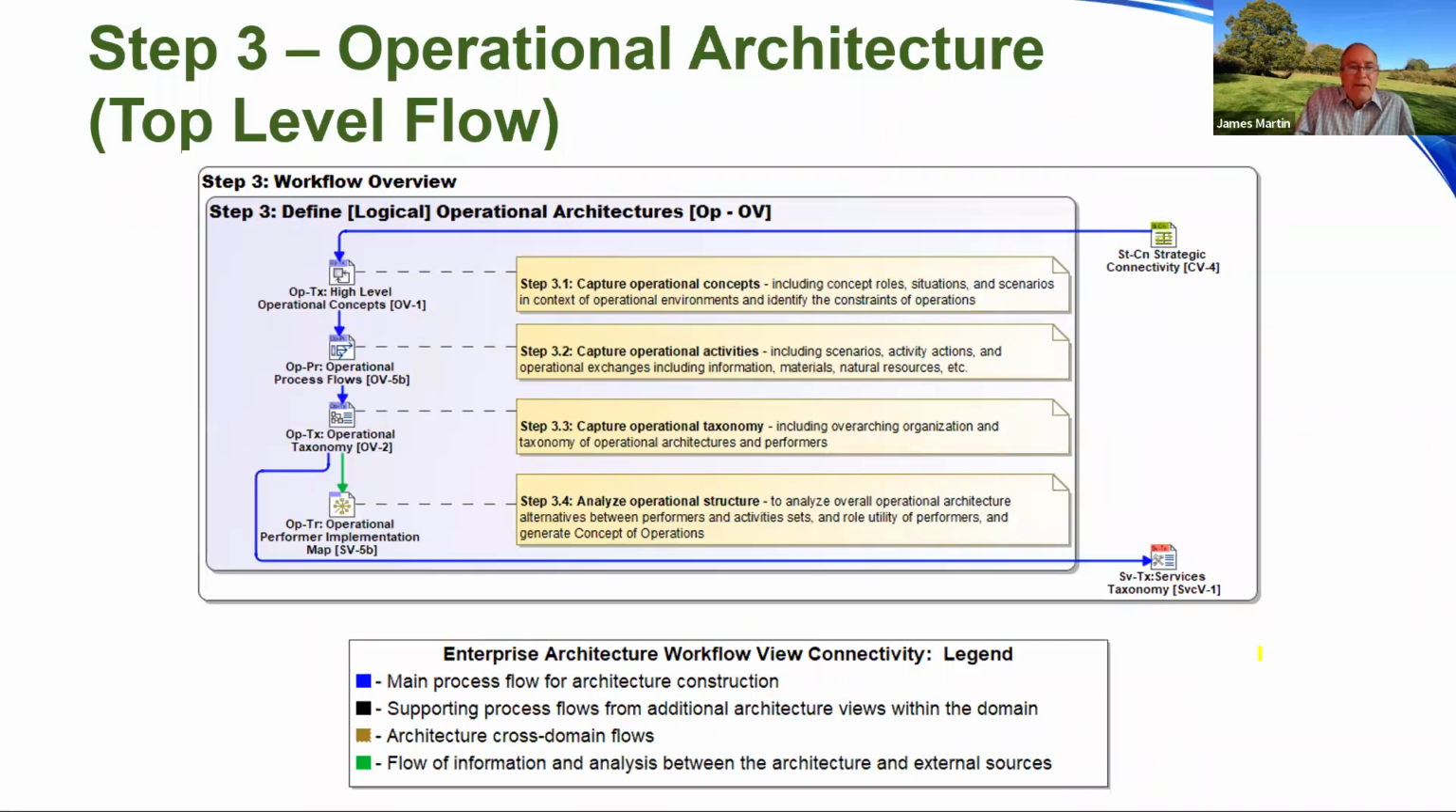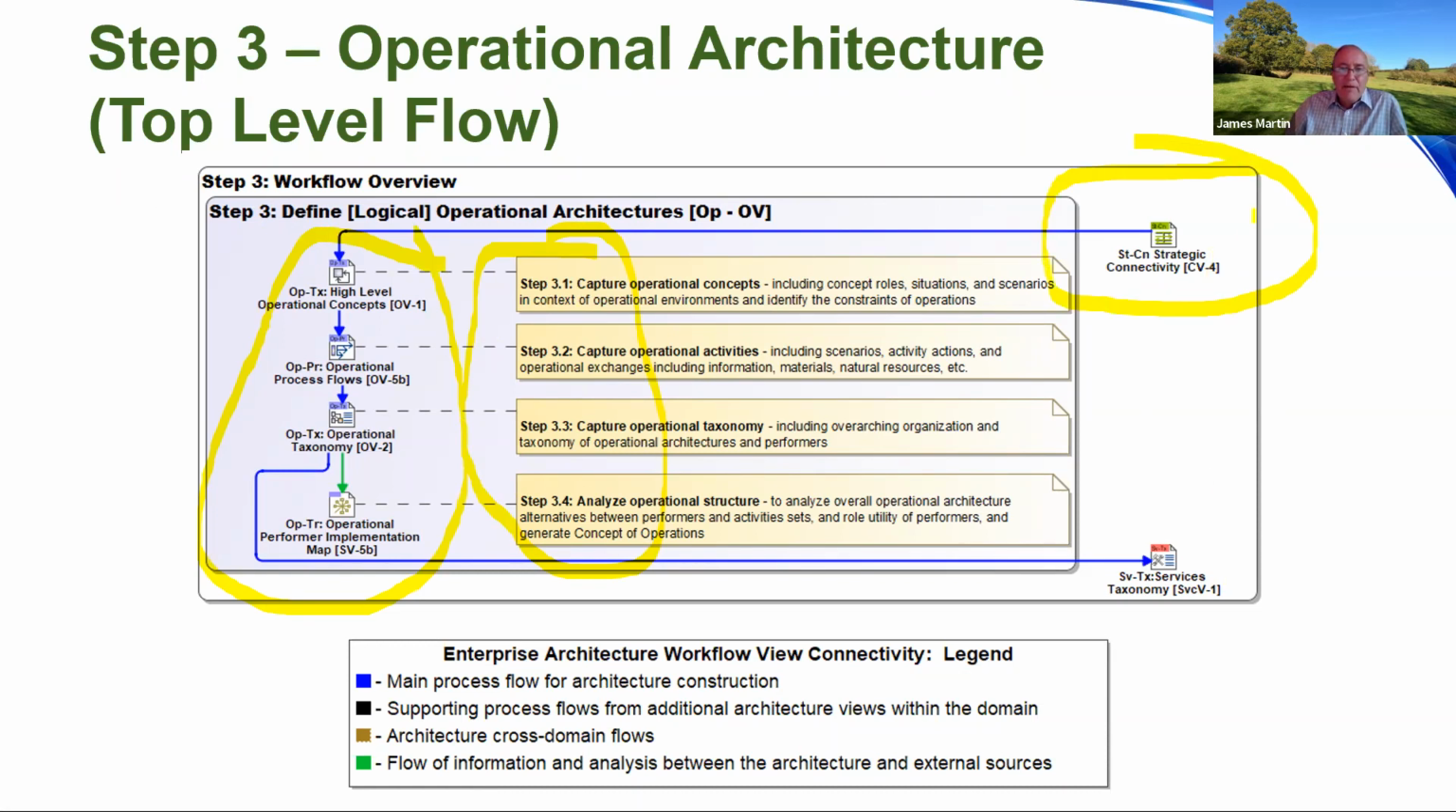So we start off defining the top level workflow. As we saw before, there are 4 steps, and then there's a corresponding view in UAF that corresponds to that step. Notice we also have some other views outside this step that can have an influence on the views in this step. So in this case, a strategic connectivity view, which comes from step 2, can be used to inform this view. So these lines do not represent a sequence of operations. So this is not a process flow. Think of these more like an influence diagram. So this operational taxonomy, which defines your operational performers, can influence your service taxonomy, which defines your kinds of services.